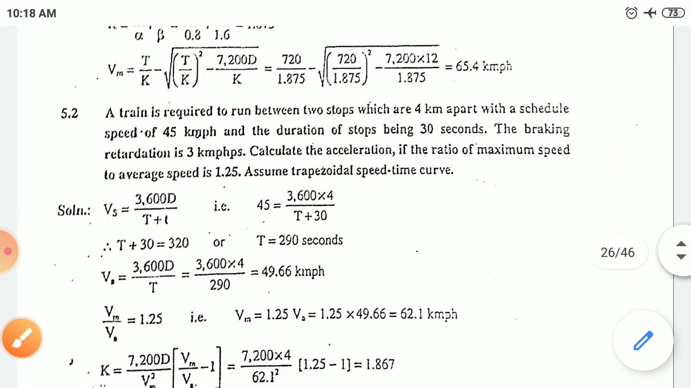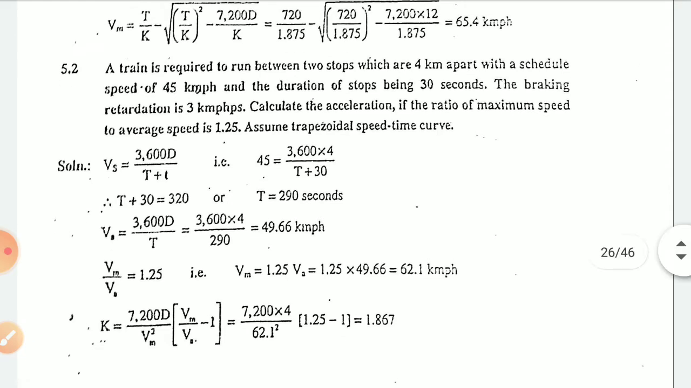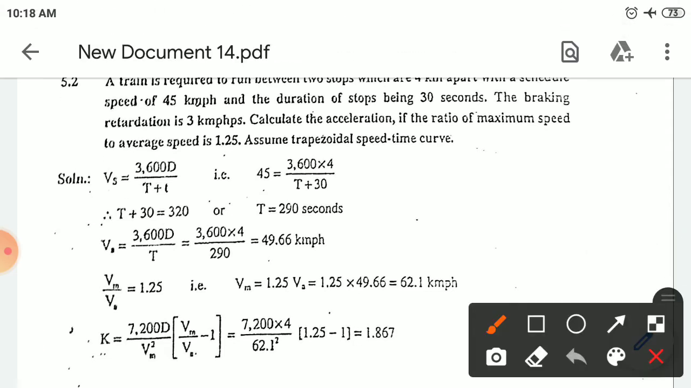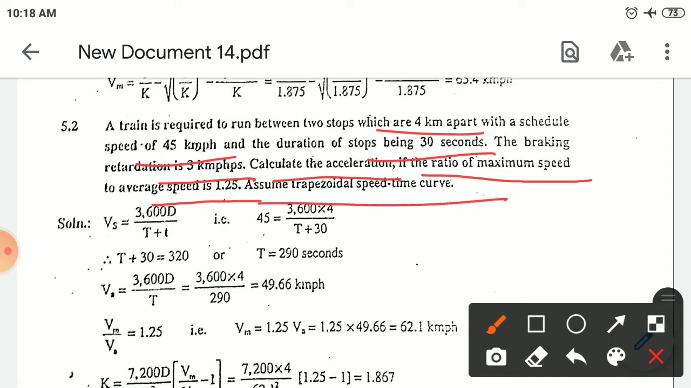Okay, next problem. The train is required to run between two stops which are 4 kilometers apart, with a scheduled speed of 45 kilometers per hour. It's not an average speed, it's a scheduled speed of 45 kilometers per hour. The duration of the stops is 30 seconds. The braking retardation is 3 kilometers per hour per second. Calculate the acceleration if the ratio of maximum speed to average speed is 1.25. Assume a trapezoidal speed time curve.